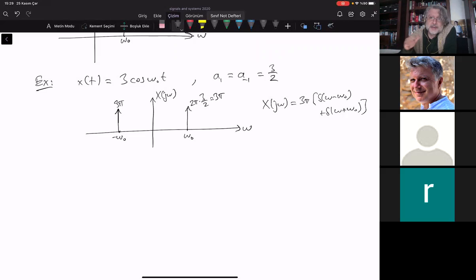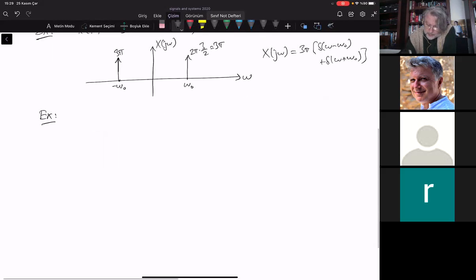So I'm not evaluating any integrals. I'm not doing the Fourier transform formula or anything. I'm just using the known Fourier series coefficients, and I'm multiplying them by 2 pi and inserting them as impulses. And that's it. I'm just defining it that way.